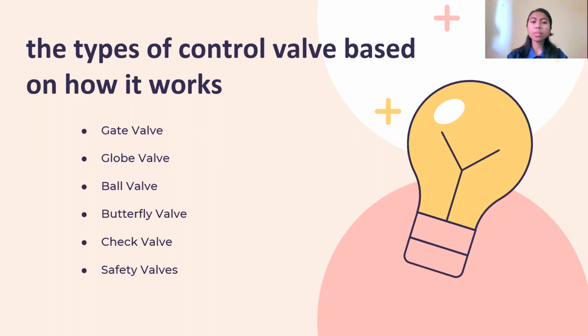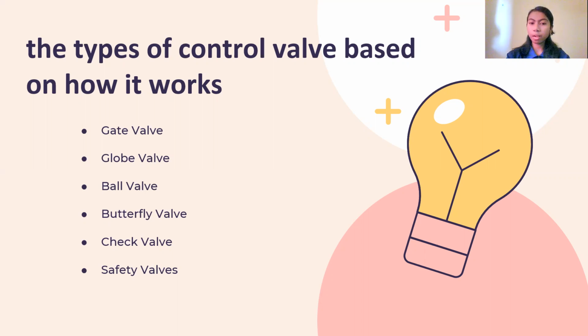I'd now like to turn to the types of control valve based on how they work. This type of control valve consists of gate valve, globe valve, ball valve, butterfly valve, check valve, and safety valve. 1. Gate valve. The gate valve works when the handle is rotated. The bonnet moves up along the stem, changing the stopping area by forcing the movement up and down. The handle raises and lowers the stopper inside the bonnet space.